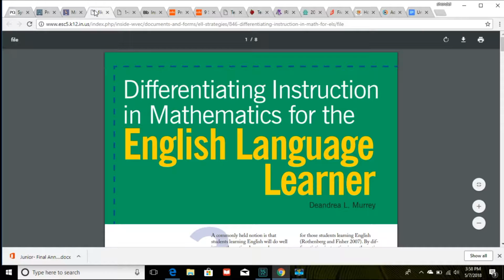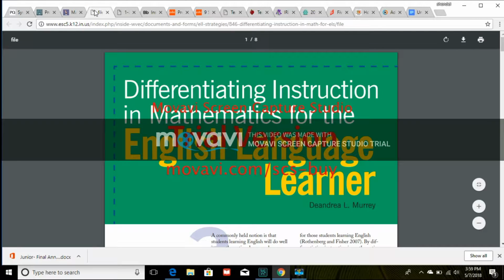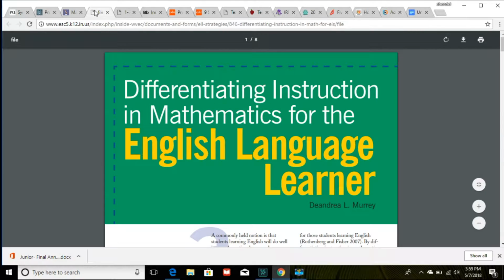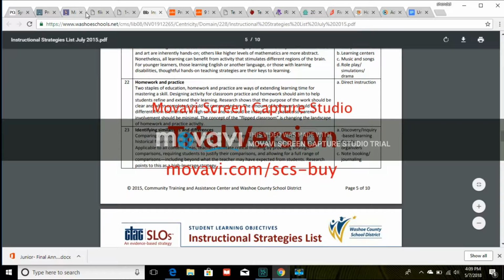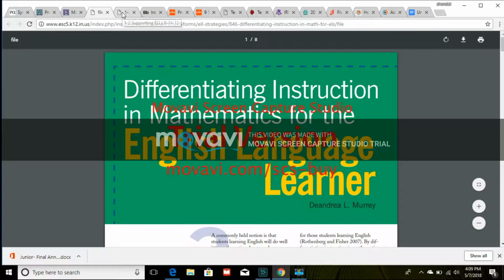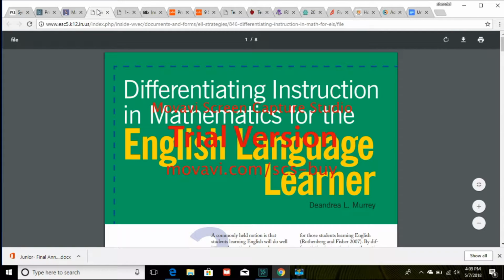This PDF explores different teaching methods to help middle school English language learners. This also talks about ways middle school math teachers can make accommodations for these students. The big idea is for teachers to stay open to the fact that these students are still learning English and math at the same time.